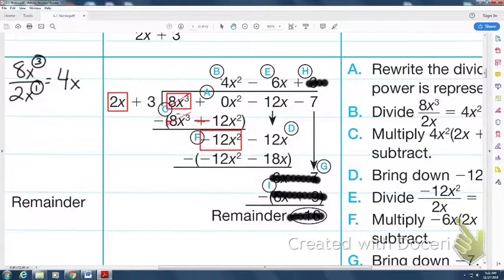Again, I'm subtracting, so since both of these are originally negative, I'm going to be adding. Again, those will always cancel. This turns into plus 18x, which gives me positive 6x. I just subtracted, so after that I drop down.